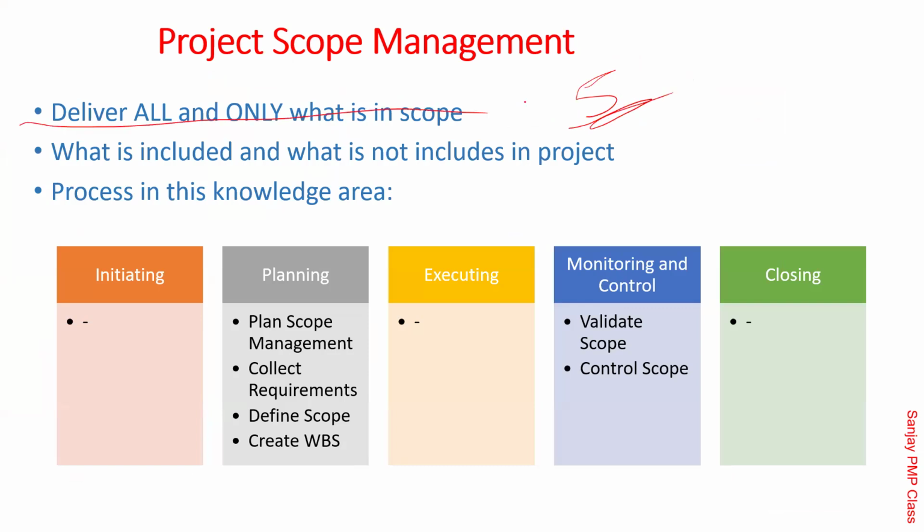The very first objective of the process is deliver all and only. Remember, deliver all means whatever is agreed in the scope, you must deliver. You should only deliver what is agreed in the scope. Doing anything outside of that is called scope creep. It's a crime. Sometimes scope creep comes in a very subtle way, Pawan.